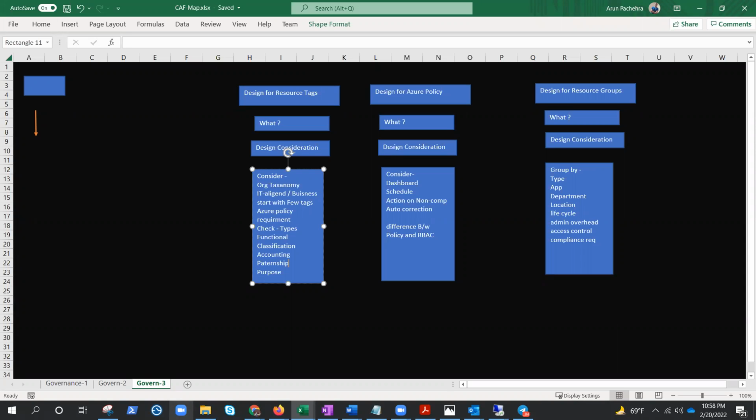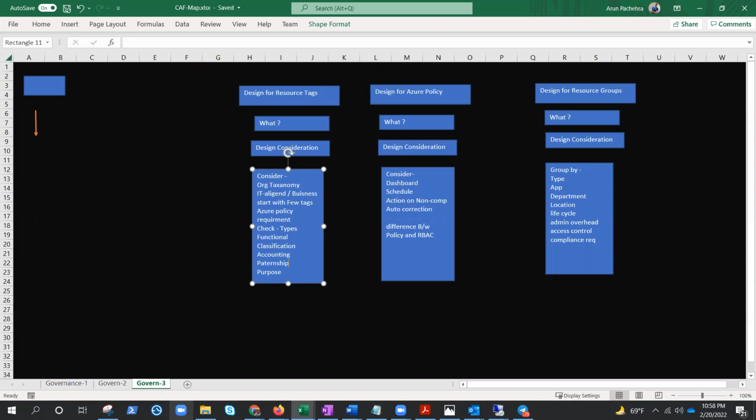Now, let's check the types of tags. There are usually five categories: functional, classification, accounting, partnership, and purpose. Let's see different examples to understand it better. Functional tags are like application XYZ, tier such as web tier or database tier, web server such as Apache, or environment such as dev or prod. Classification could be like confidential, private, public, or neutral, or SLA, like 24 hours or 99.9%, things like that.